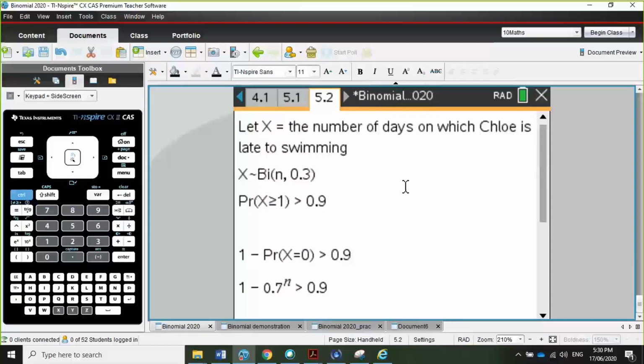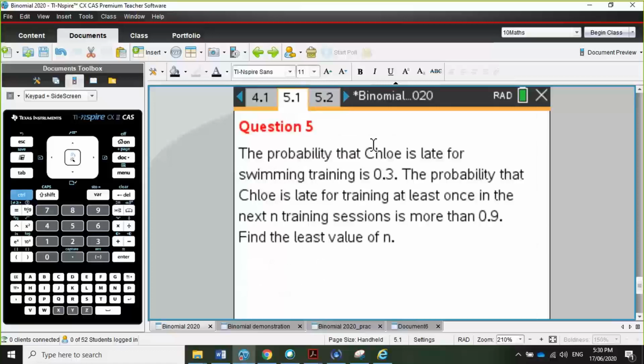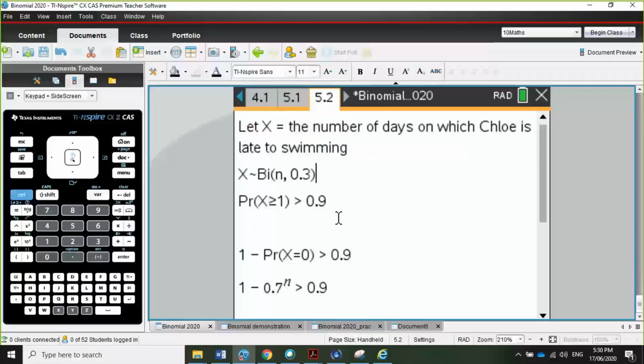So here's some working out I did earlier. If we define our variable as X, X is the number of days in which Chloe is late, then we would of course write out X is distributed binomially. We don't know the N value, so we just write N because we don't know what that is yet, and then we know the probability that she's late on any day is 0.3. The question says the probability that she's late at least once is more than 0.9. So we can write out probability X is greater than or equal to 1 is greater than 0.9.